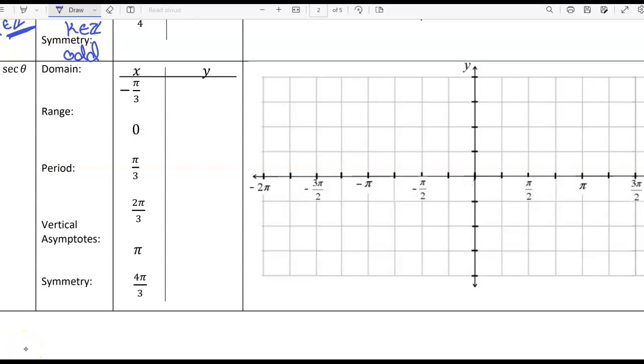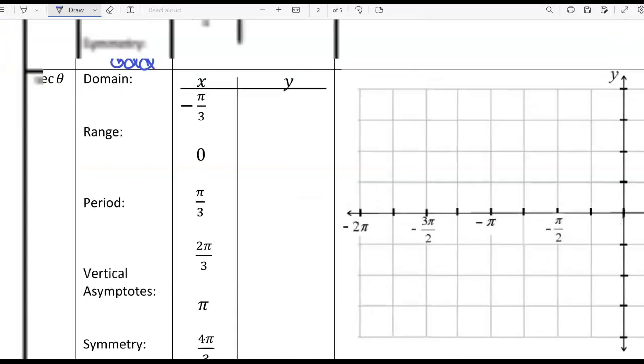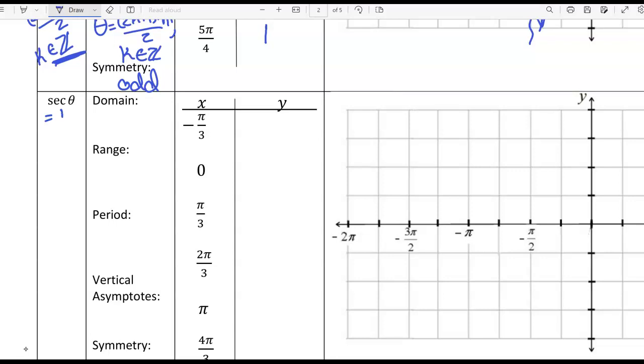All right, so let's look at the next one. We're going to look at secant. So secant, remember, can be defined to be 1 over cosine, and that's because it's the radius divided by x. So already we know we're going to have some domain issues, right? Anytime that denominator is equal to 0, that's where we're going to have an issue with domain.